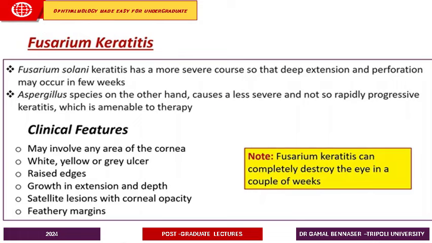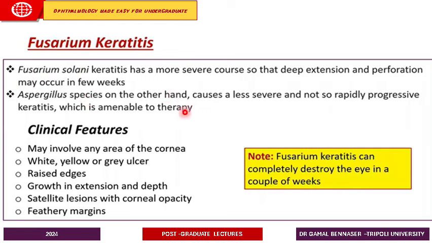Now, for the septated hyphae, as I mentioned before, we have the Fusarium and Aspergillus fumigatus. Now, Aspergillus has a slowly progressive course that will not lead to severe inflammation, unlike the Fusarium. Fusarium may lead to severe melting and perforation of the cornea and has a very malignant course. So Fusarium is very risky and can destroy the cornea within weeks. However, Aspergillus fumigatus usually has a slowly progressive, insidious course.